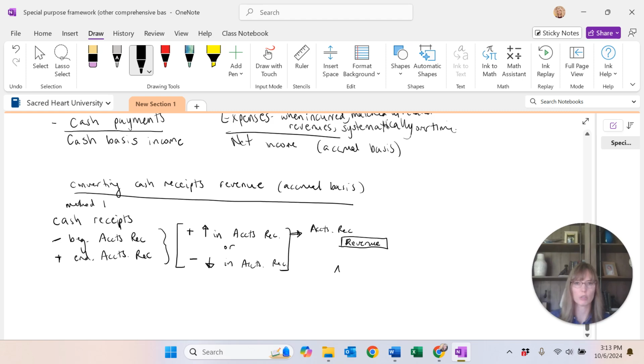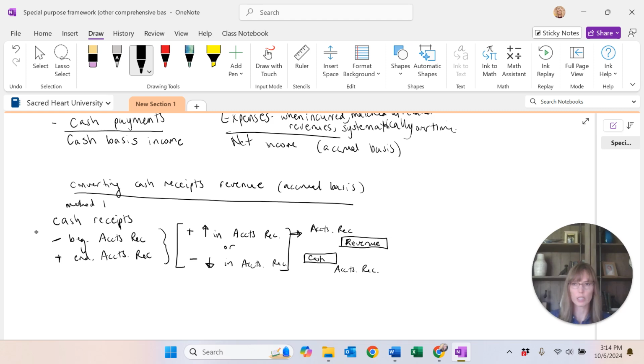Okay, and if accounts receivable decreased, we're reducing accounts receivable, what must have happened? We must have collected cash. So here we had no cash receipt, but we did have revenue, and here we had cash receipt. So we subtract out the decrease, because cash was received, so cash revenues went up, but there was no offsetting revenue on an accrual basis, so we need to subtract it out.